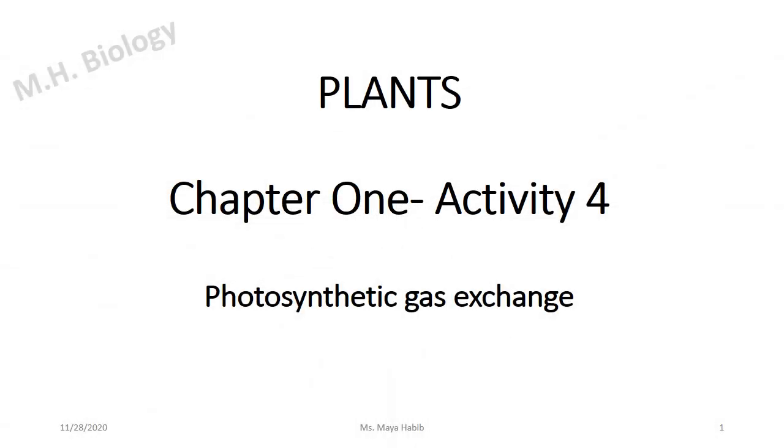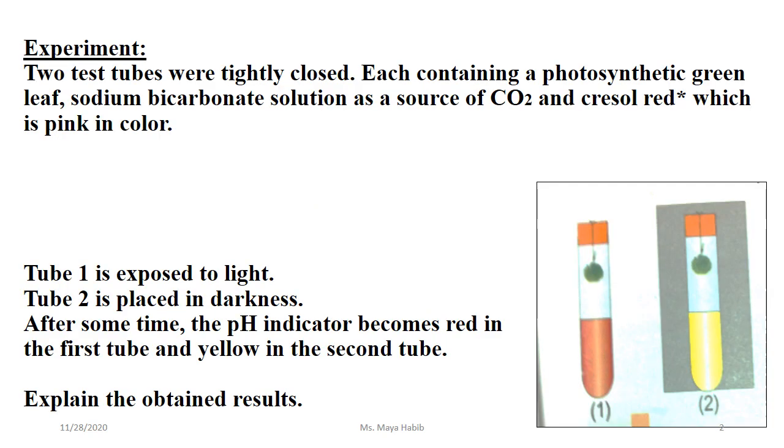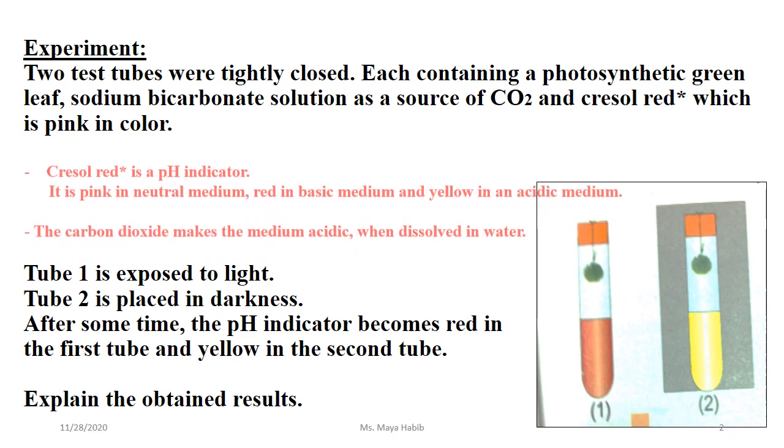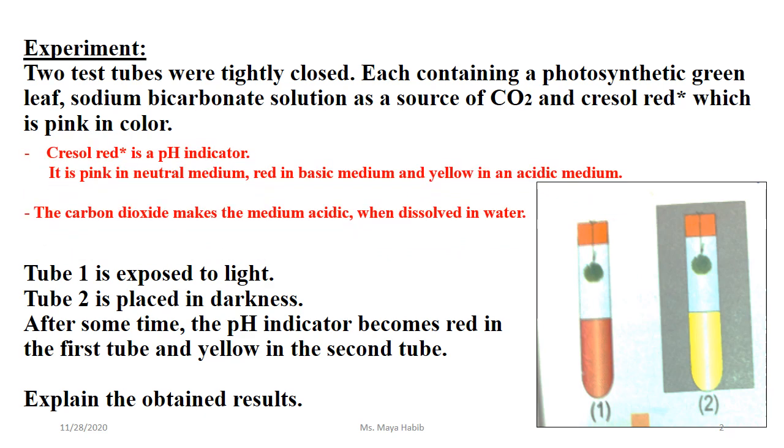Good morning. In this session, we are going to solve more practical exercises related to the photosynthetic gas exchange. In this experiment, two test tubes were tightly closed. Each tube contained a photosynthetic green leaf, sodium bicarbonate solution as a source of carbon dioxide, and cresol red, which is pink in color. Note that cresol red is a pH indicator.